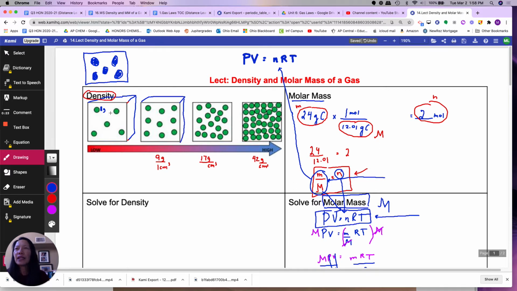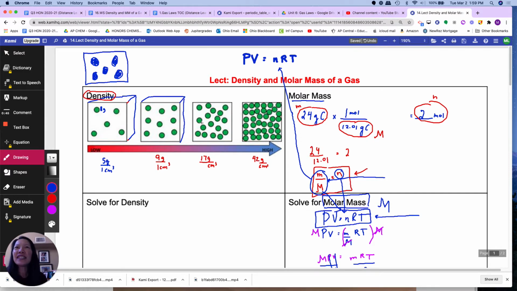The density would be how much it weighs. So this would be 1, 2, 3, 4, 5 grams for every, let's pretend this is 1 centimeter by 1 centimeter by 1 centimeter, so 1 centimeter cubed. So this is 5 grams per centimeter cubed, approximately. I didn't actually count those.